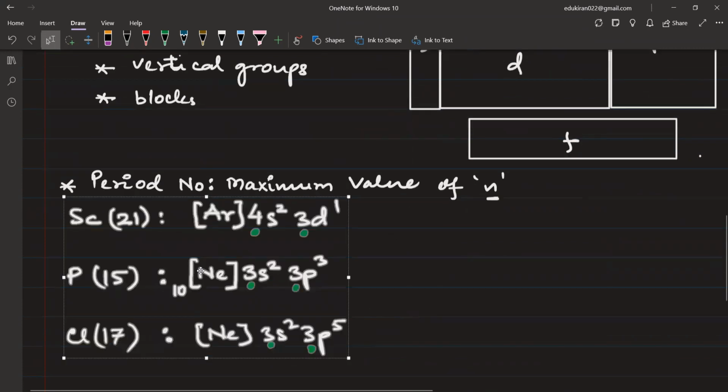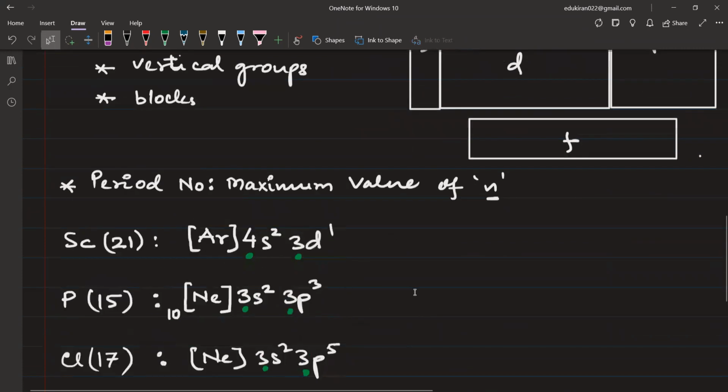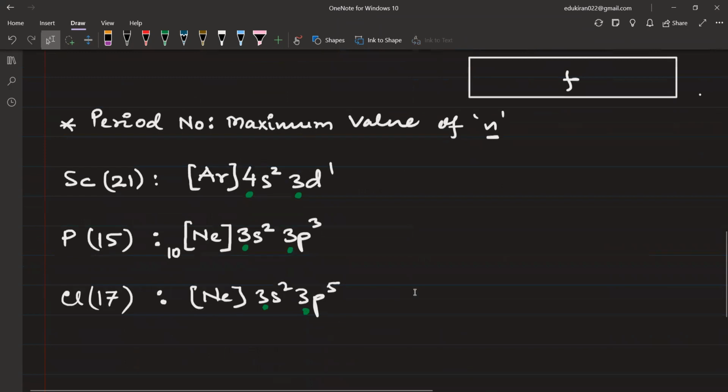So please write in chat. What is the period number for scandium? Fahad, correct. Aisha, correct. Very good. All of you understand. Very good. So the period number here is 4.